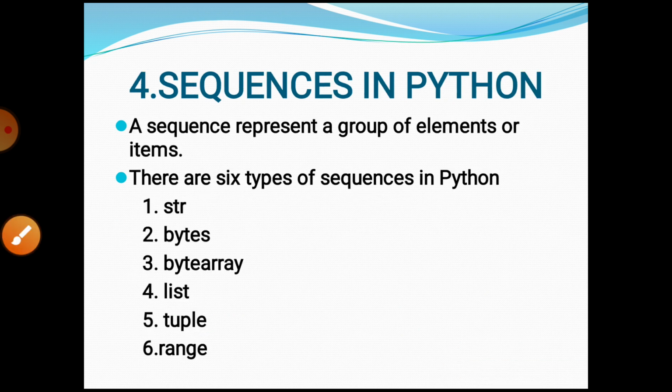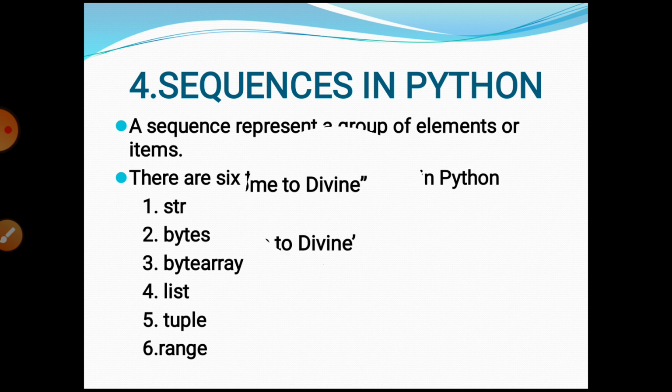The next one is sequence in Python. A sequence represents a group of elements or items. There are 6 types of sequences in Python. The first one is str, next is bytes, next is bytearray, next is list, next is tuple, and the last one is range.